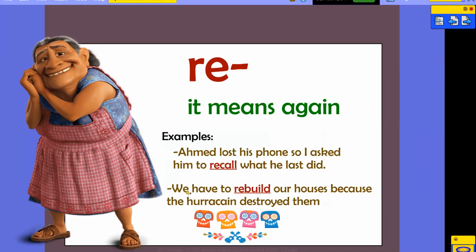Let's take a look at the second example. We have to rebuild our houses because the hurricane destroyed them. Okay, so in this sentence, we realize that their houses were already built, obviously, and because the hurricane came, it destroyed them, and now they have to build their houses again. Instead of saying build again, we simply add re in the beginning of the word. So it becomes rebuild, okay? And it means build again.